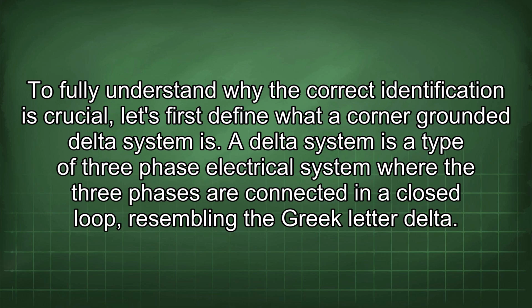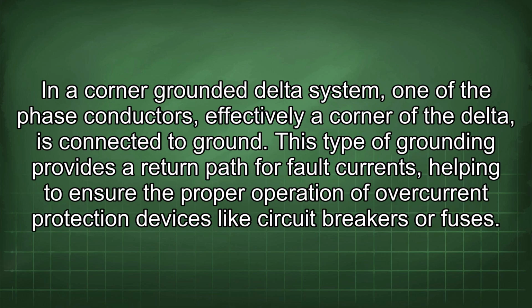A delta system is a type of three-phase electrical system where the three phases are connected in a closed loop, resembling the Greek letter delta. In a corner grounded delta system, one of the phase conductors, effectively a corner of the delta, is connected to ground. This type of grounding provides a return path for fault currents, helping to ensure the proper operation of overcurrent protection devices like circuit breakers or fuses.